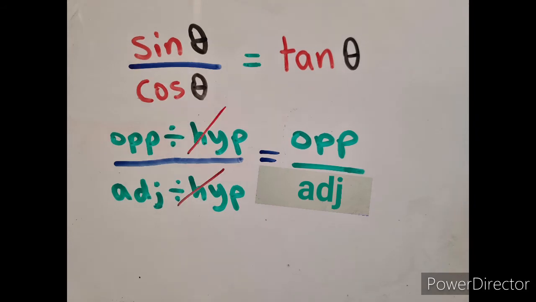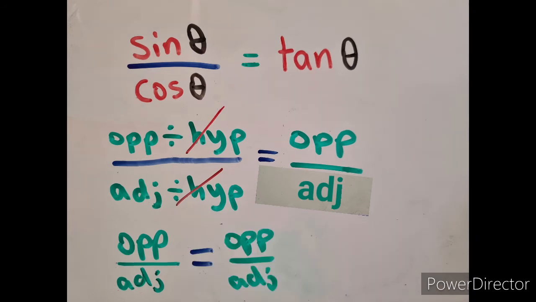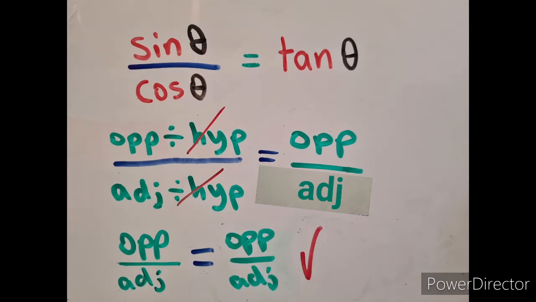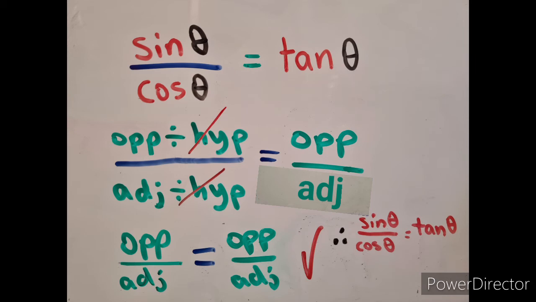And to simplify this, you can cancel out divided by hypotenuse on the numerator and denominator. This simplifies to opposite divided by adjacent, which is equal to the right-hand side of this equation. And since the left-hand side is equal to the right-hand side, we have just proven that this rule is correct. And therefore, sine of theta divided by cosine of theta is equal to tangent of theta.